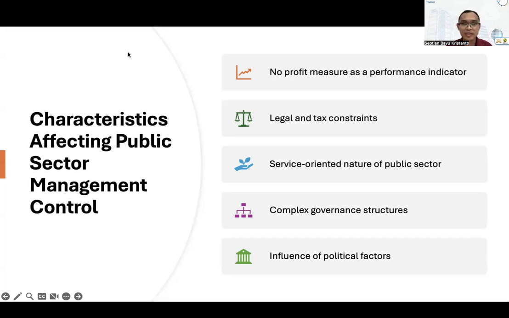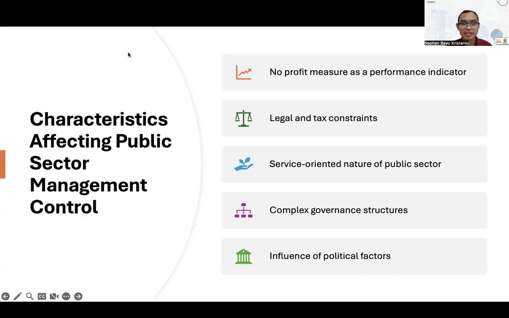The second category comes from the legal and tax constraints. As we learned, the public sector is funded by tax income and there will be lots of legal instructions and also some objections in the development of public sector institutions. They have the service orientation as the third characteristic. While the nature of the public sector is not to gather profits, they are service oriented.